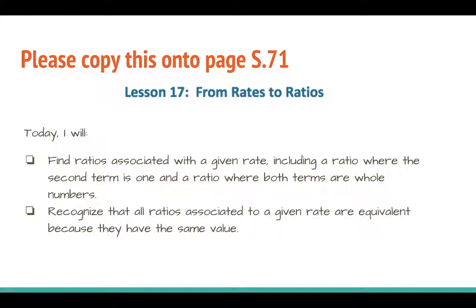And you're going to write, today I will find ratios associated with a given rate, including a ratio where the second term is 1 and a ratio where both terms are whole numbers. Okay, so you're going to find that. It's actually pretty simple. Recognize that all ratios associated to a given rate are equivalent because they have the same value. Notice how in lesson 16 you were using ratio tables, right? So that means that you've been working with equivalent ratios.